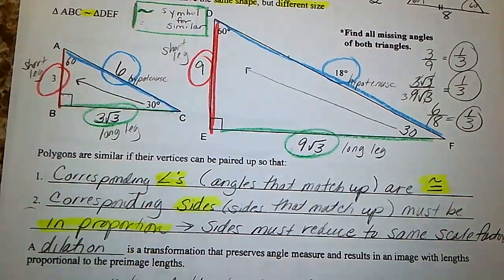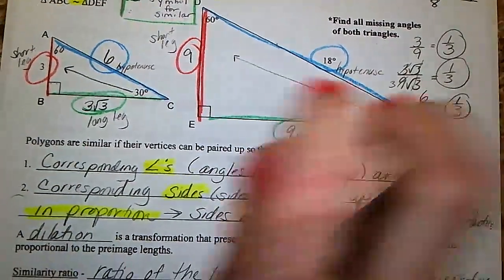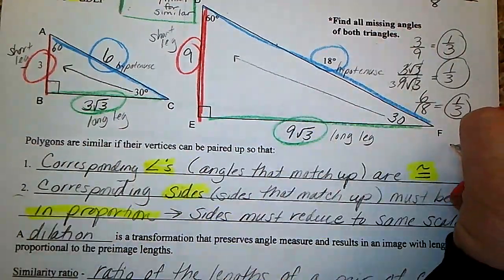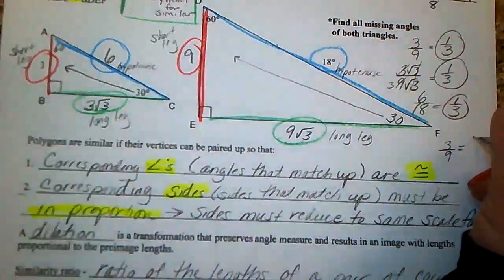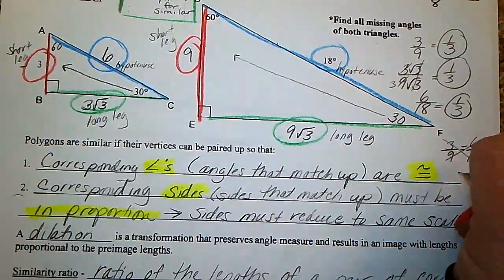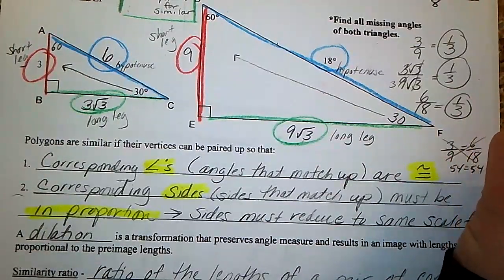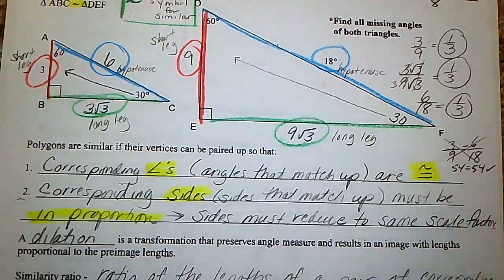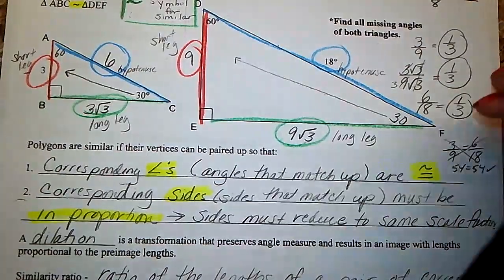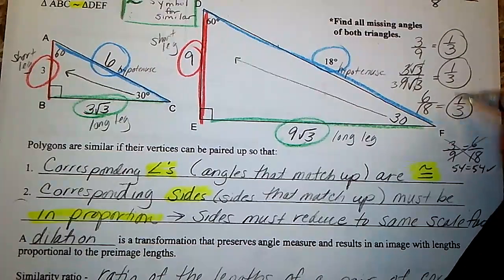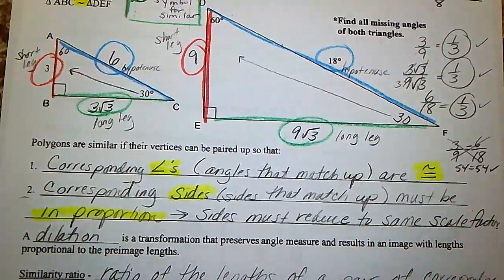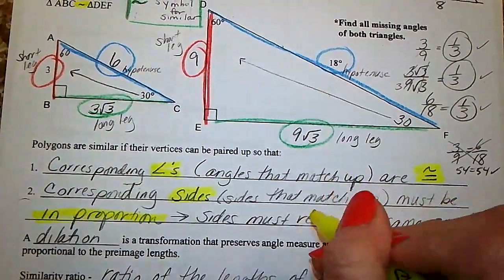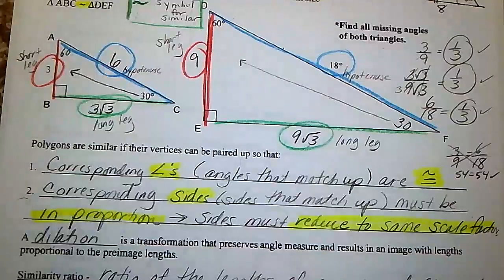Now, just to show you a little example of what in proportion means, if I took that side, that 3 to 9, and I set that equal to the 6 to 18, if I cross-multiplied those, I would find out that 54 equals 54. And you can see that they're in proportion. One of the ways that we show that things are in proportion is just by simply reducing them to the same scale factor. It's the same thing as showing that they're in proportion. So the sides must reduce to the same scale factor. Okay? That is important. That is the way that we're going to show that the corresponding sides are in proportion.